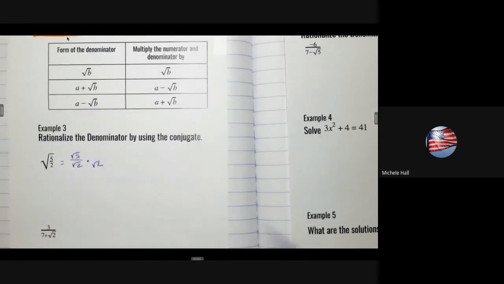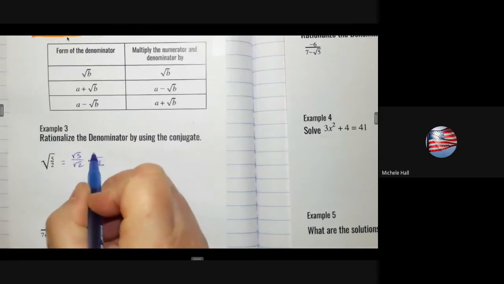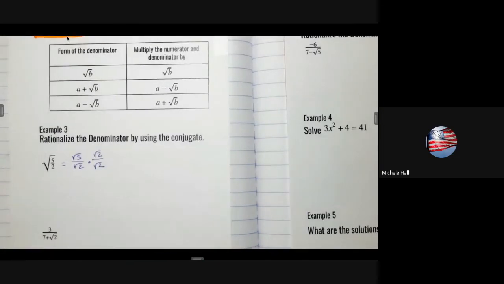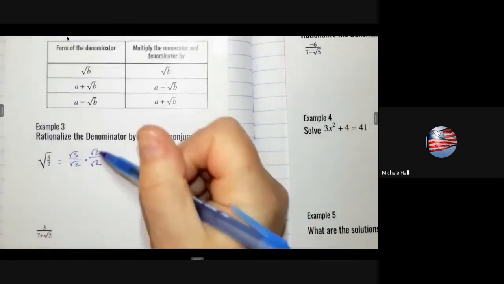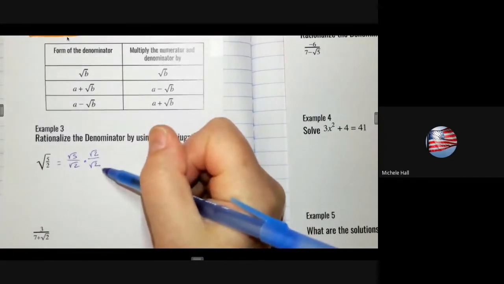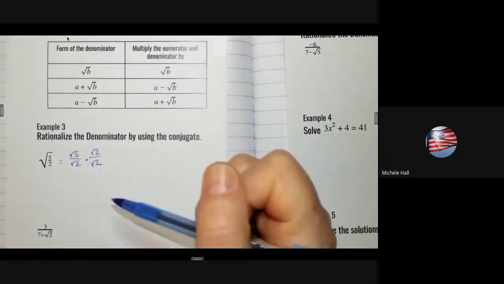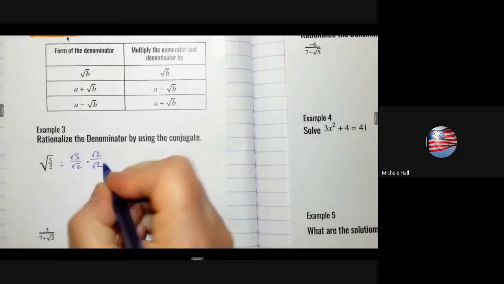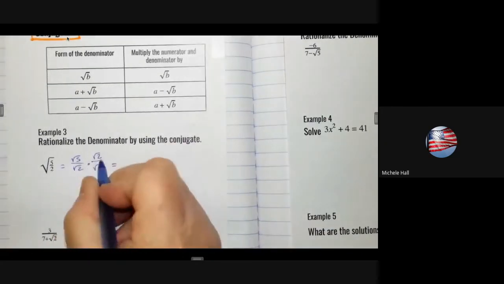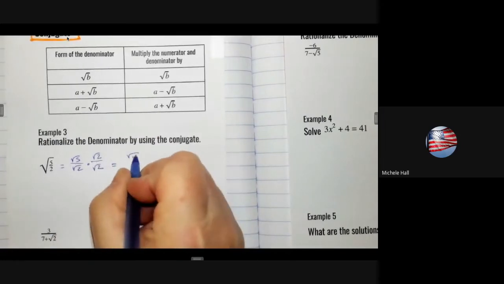But whatever I do to the denominator, I've got to do the same thing to the numerator. That way I'm not changing the value of the fraction. The square root of 2 divided by the square root of 2 is still just 1. So I'm multiplying by 1. All right, now if I put this together, the square root of 5 times the square root of 2 is the square root of 10.